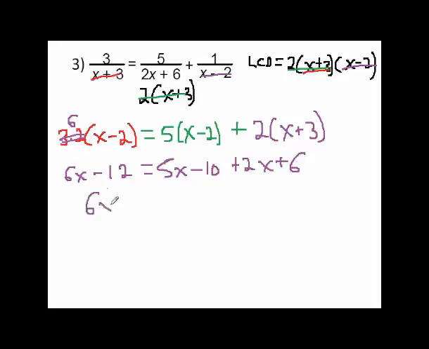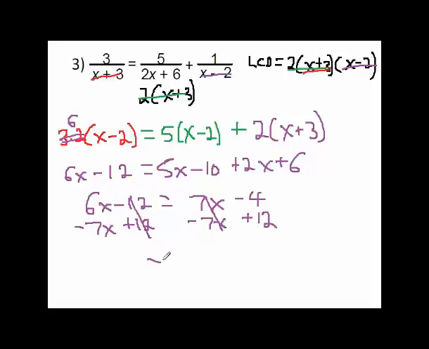Well, on this side, you got nothing to combine yet. On that side, you got 5x plus 2x is 7x. Negative 10 plus 6 is negative 4. Now, we can subtract 7x from this side and 7x from that side, and add 12 to this side and 12 to that side. So you've got negative 1x equals negative 4 plus 12, which is positive 8. And you can divide or multiply by negative 1 in order to get x into positive. Basically, you just got to flip the signs, and this becomes negative 8.